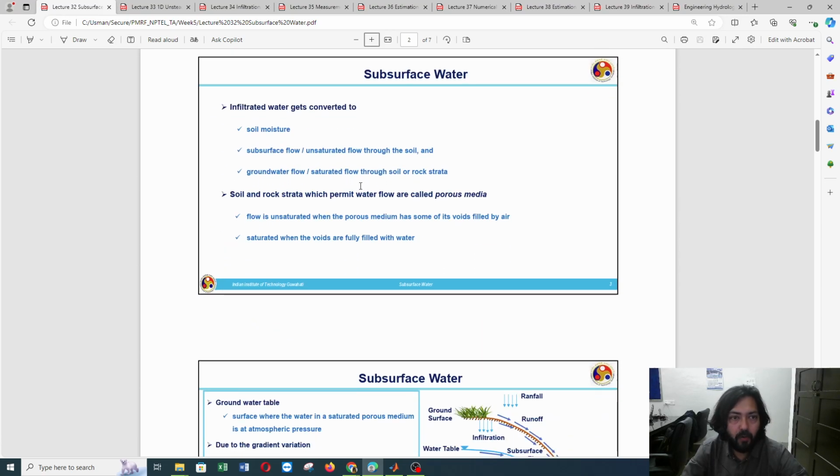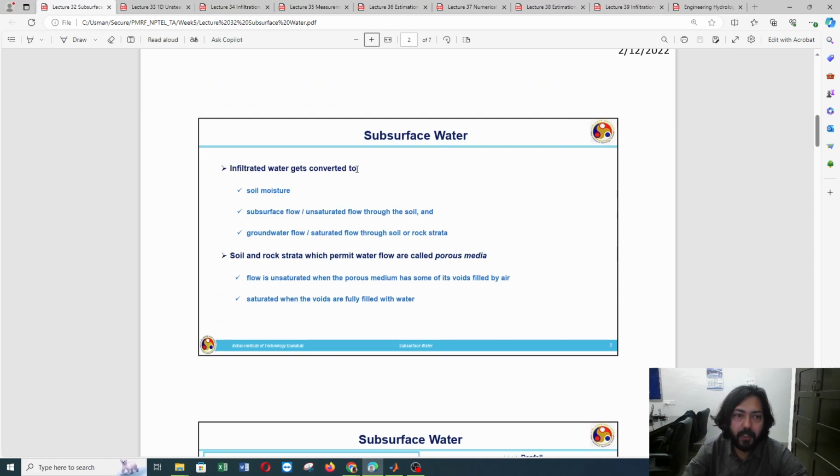So let us see how the infiltrated water gets converted. The infiltrated water will obviously convert to soil moisture, that is the first topmost layer below the ground surface. And after that you will get two zones. The two zones are nothing but the unsaturated zone and the saturated zone, right?